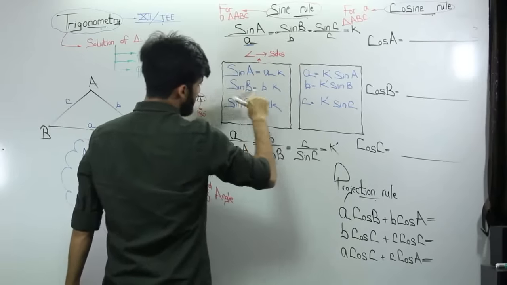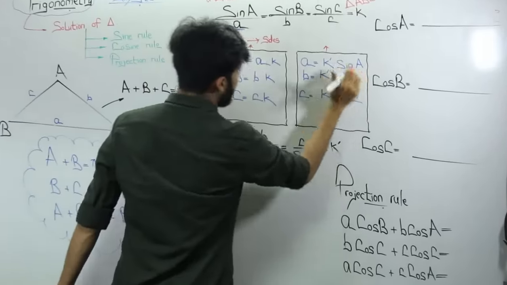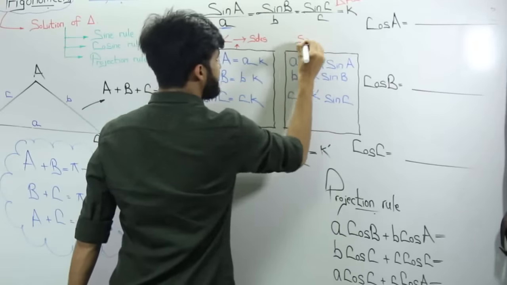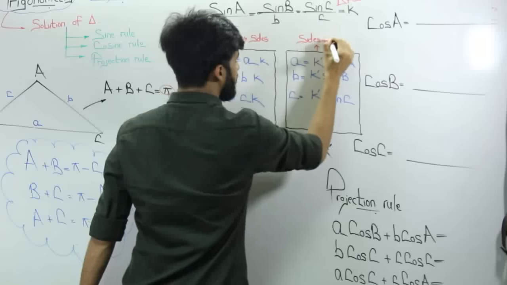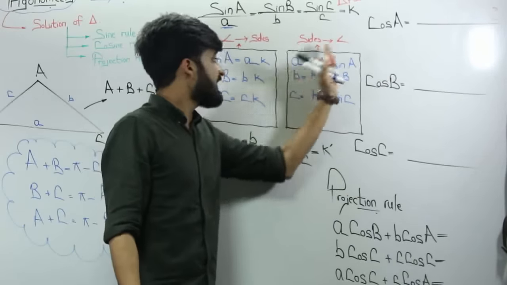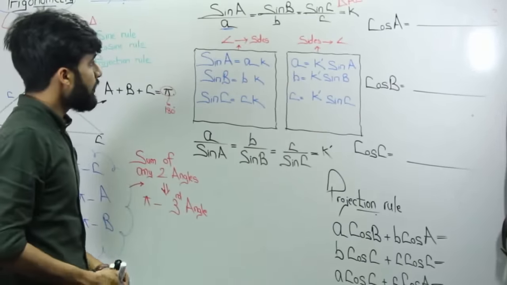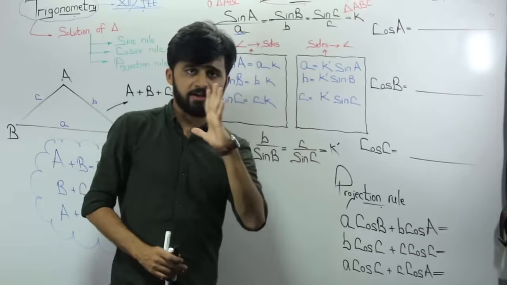Sine A is AK, sine B is BK, sine C is CK. If at any time you want to convert sides into angles, use this format: A is K dash sine A, B is K dash sine B, C is K dash sine C. Okay, we have understood our sine rule completely.